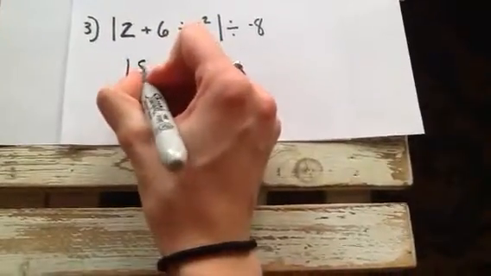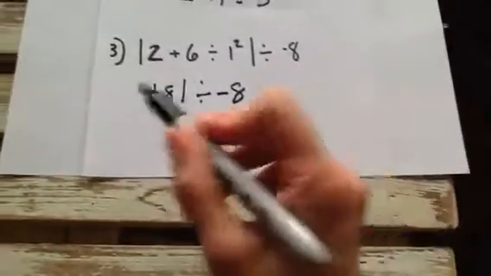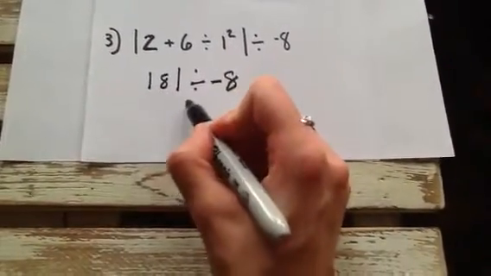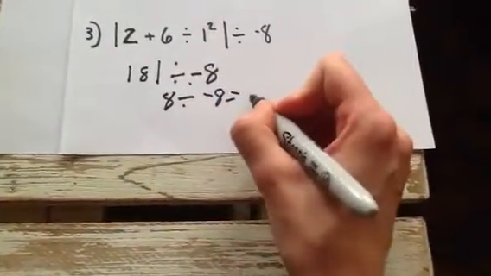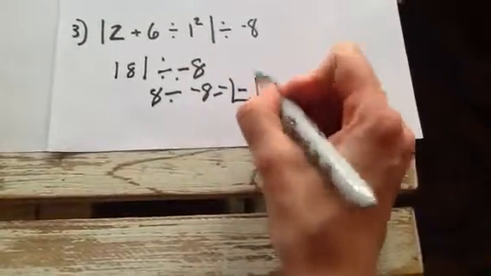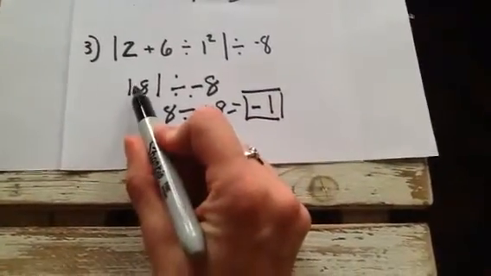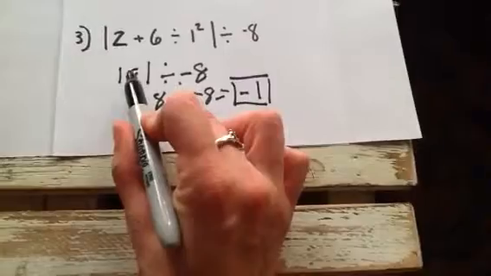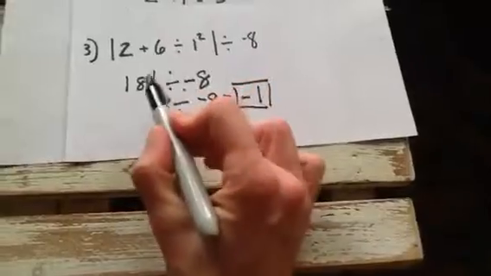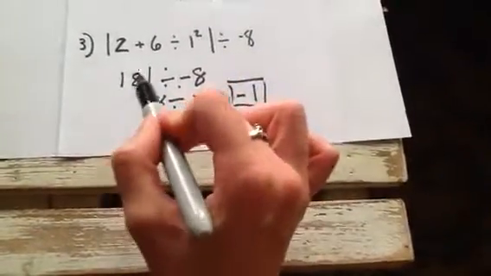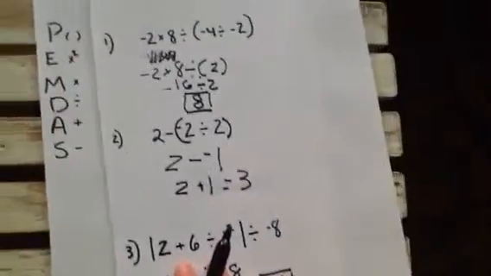So I have the absolute value of 8 divided by negative 8. All right? The absolute value of 8 is 8. So what I really have is negative 1. All right? Now, had this been a negative 8, the absolute value of negative 8 would be positive 8. Okay? So you're switching the number from a negative to a positive if it is a negative within those absolute value lines.